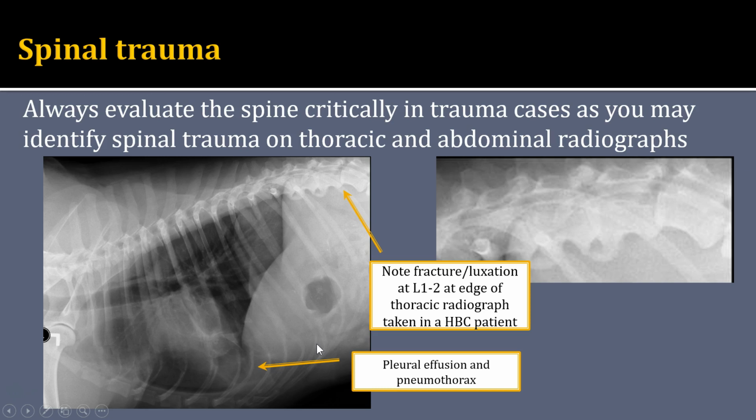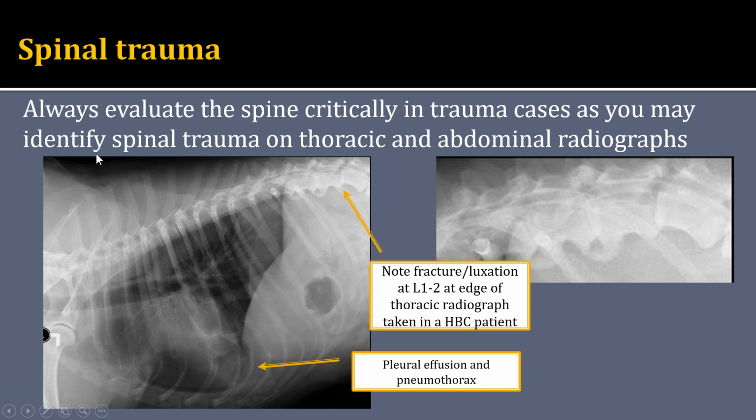One thing to keep in mind is to always evaluate the spine critically in trauma cases, even when you're just radiographing the thorax or abdomen, because we can oftentimes identify spinal trauma. These patients may be shocky, you may not be able to do an adequate neurologic exam, and so it's really important to not forget about osseous trauma, including spinal trauma.